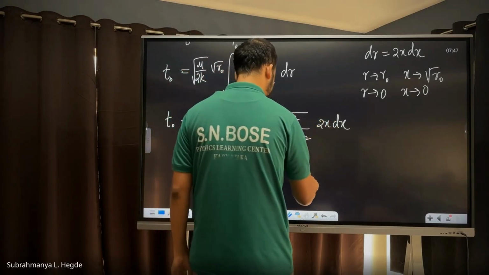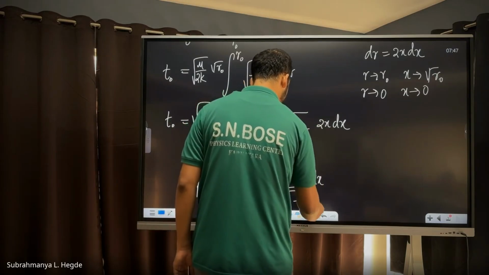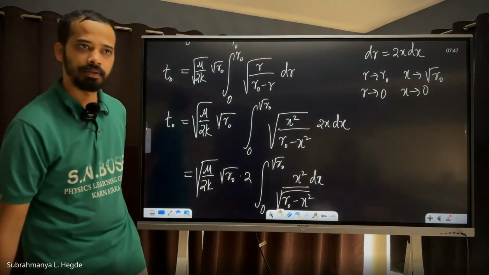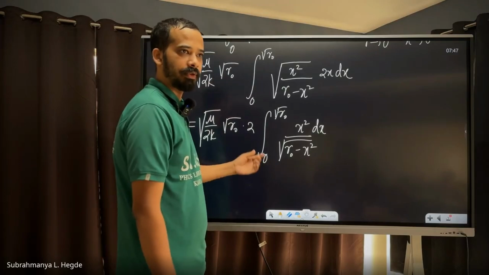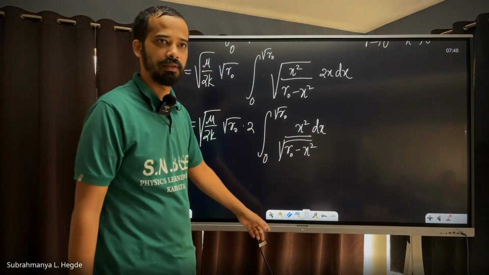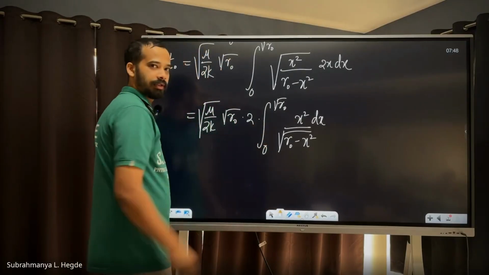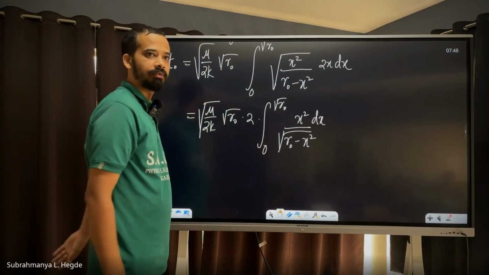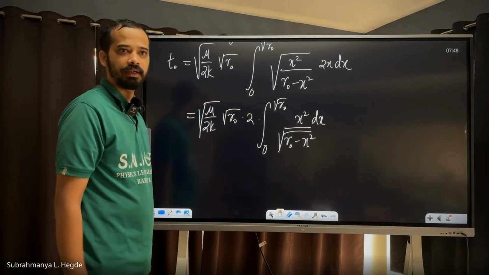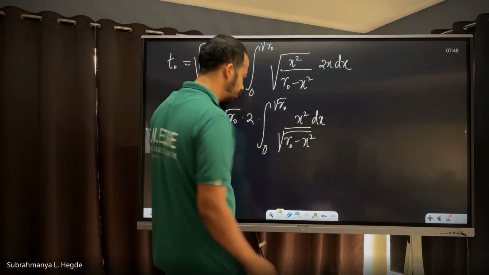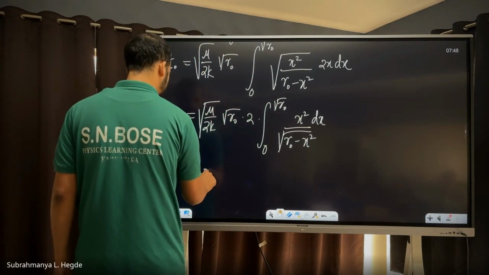x square dx divided by root of r naught minus x square. That integral he gave actually. That means they were expecting this step. They were not expecting you to know this integral. That's not a skill actually. That integral you can always look up. After maybe one or two years, you will forget it. But you should know the process. Okay, fine.